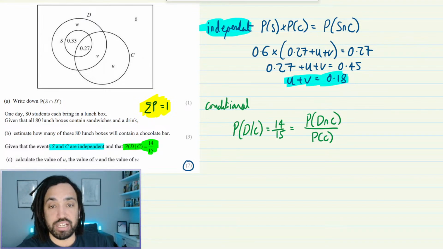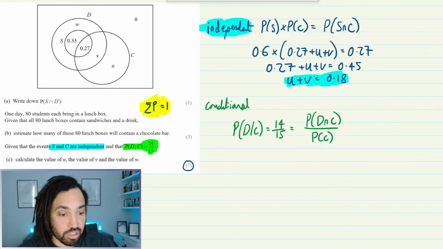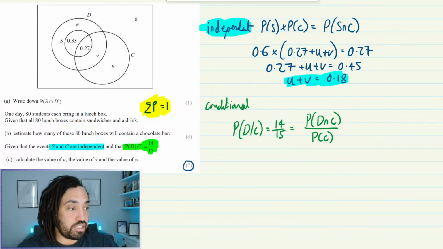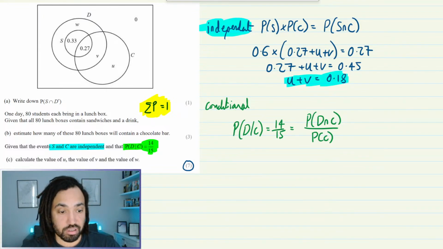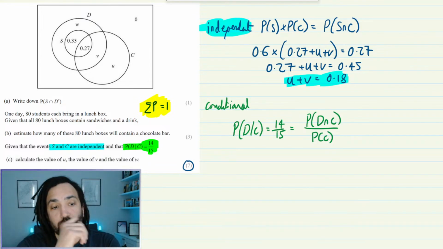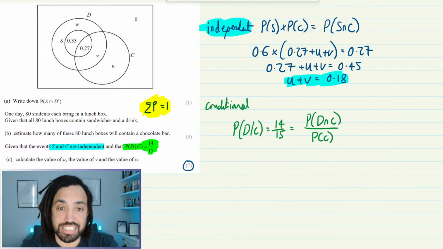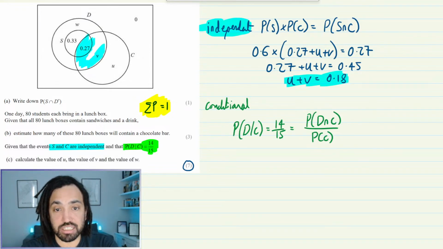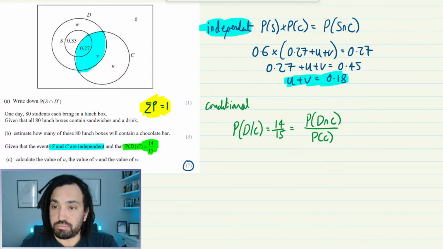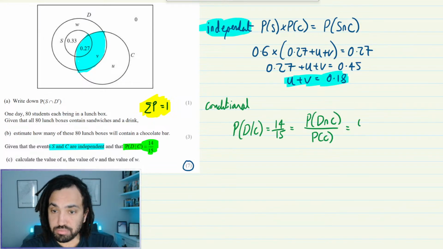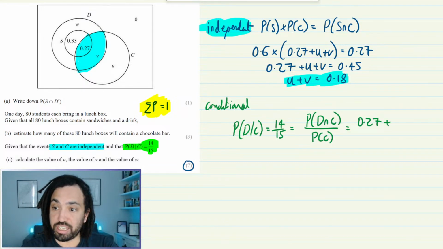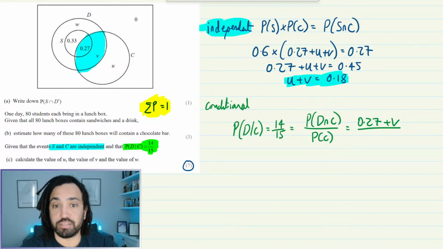D and C. Where do D and C intersect, guys? Okay, got a few different answers here. Not just V. D and C intersect right here. Okay, so that is these two together. So that is going to be equal to 0.27 plus V. Okay, lovely.